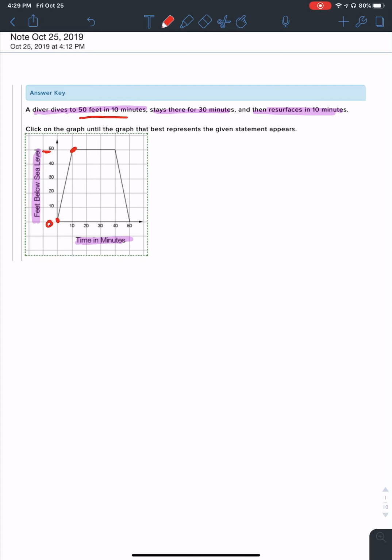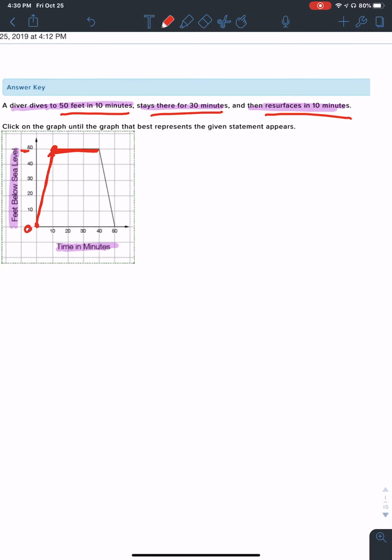So this one says that he goes down 50 feet in 10 minutes. So in 10 minutes, there's 50 feet below. You can see he dove down to get there. Then he stays there for 30 minutes. So for 30 minutes, he stays 50 feet below the water. If he resurfaces in 10 minutes, that means he's going to go back to sea level, to the level of the water at 0 there. Okay, so your job is to take the story and try to match it with the actual graphs that you have choices to look at.